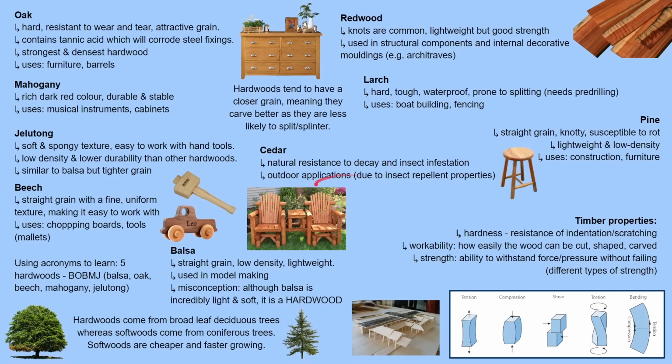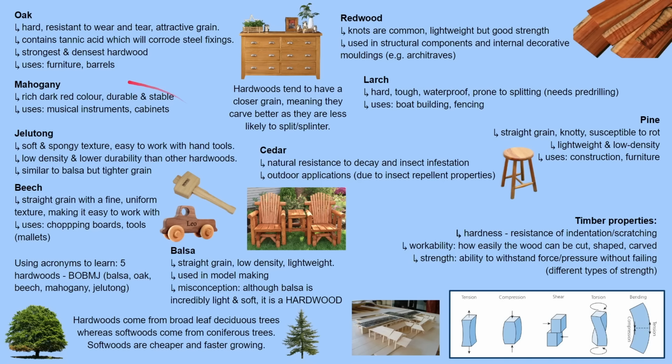Okay, onto our first actual material, so timbers or woods. So there's hardwoods and softwoods. Hardwoods come from broad-leafed deciduous trees, whereas softwoods come from coniferous trees, like Christmas trees. They have needle-like leaves. Softwoods are cheaper and faster growing because the trees grow faster. And then hardwoods come from trees that have bigger leaves. Okay, so there's 5 hardwoods which I've mentioned here: oak, mahogany, gelatong, beech, and balsa. So these directly correlate with the A-level specification. And there's 4 softwoods: redwood, larch, pine, cedar.